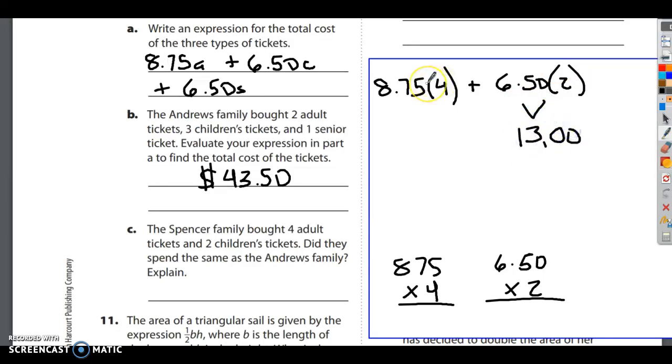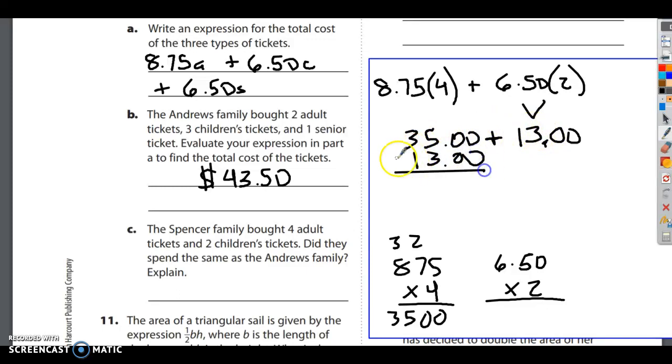I just need to do this one now. 875 times 4. 4 times 5 is 20. 4 times 7 is 28, plus 2 is 30. 4 times 8 is 32, plus 3 is 35. I get 35. So I get $35 plus $13. If I just take the 13 and line it up right here, I get $48. 0, 0, 8, and 4. It's $48. Did they spend the same amount? No.